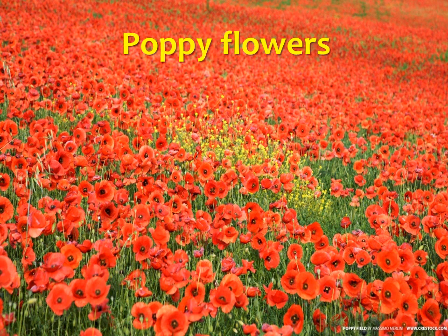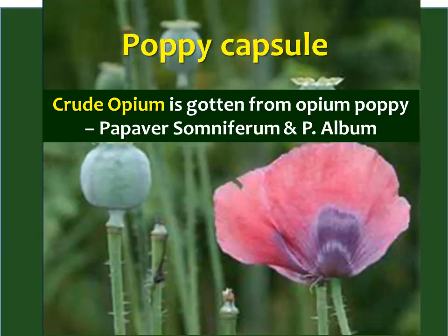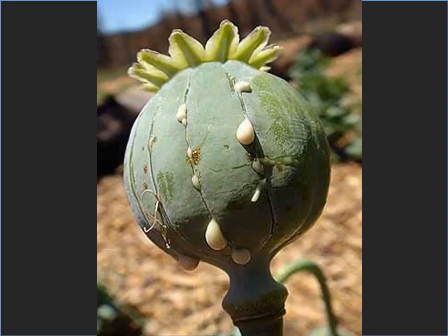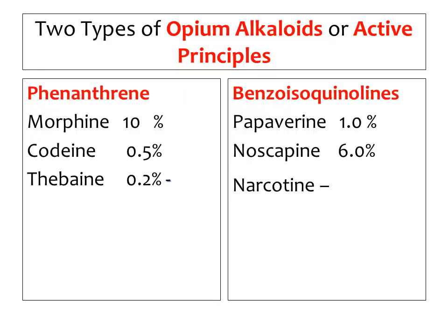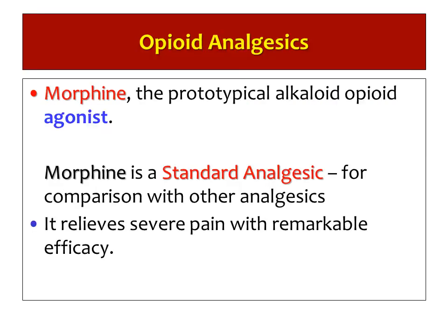This is a very beautiful scenic view of the poppy flowers. Here we are with the poppy capsule, and the crude opium is obtained from the opium poppy, Papaver somniferum plant. There is another picture showing the exudate which is coming out from the poppy capsule, which is the unripe form, and which when dried becomes brown and is called crude opium. There are two types of opium alkaloids or active principles: phenanthrene, comprising 10% morphine, and benzoisoquinolines, comprising 6%.